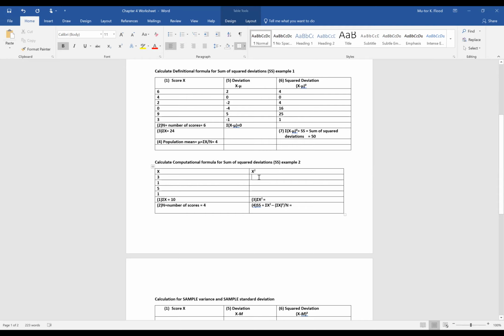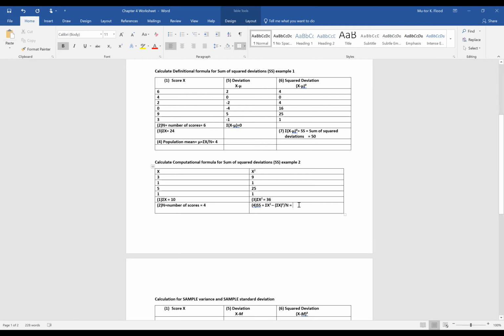So then our next step is going to be to square those scores. So 3 squared is 9, 1 squared is 1, 5 squared is 25, and 1 squared is 1. All right. And so the next step is that we're going to add up all of those squared scores. So 9 plus 1 plus 25 plus 1 gives us 36.